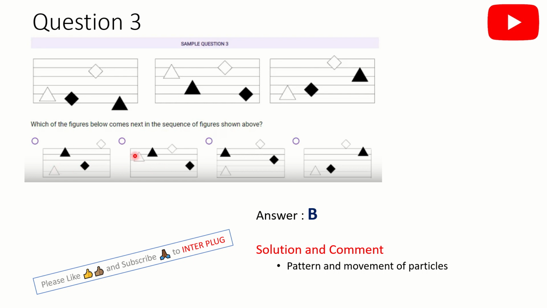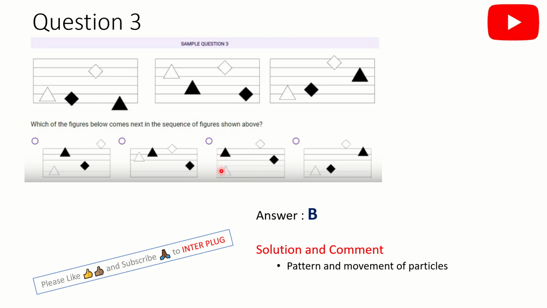We go here, we try here. Okay, we have the white triangle here, we have the black triangle, and then we have the white rhombus and the black rhombus. So this is the right answer. The right answer is B. But we can check the others.